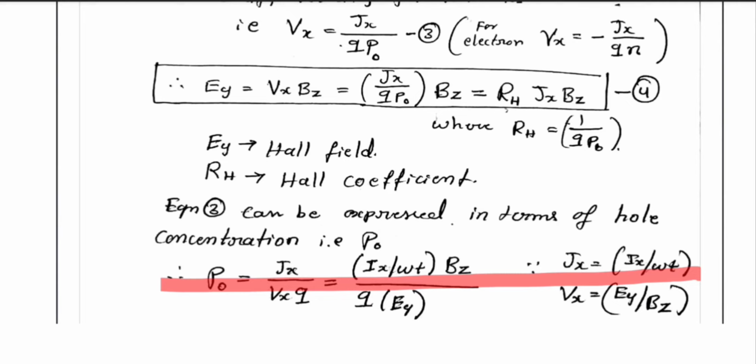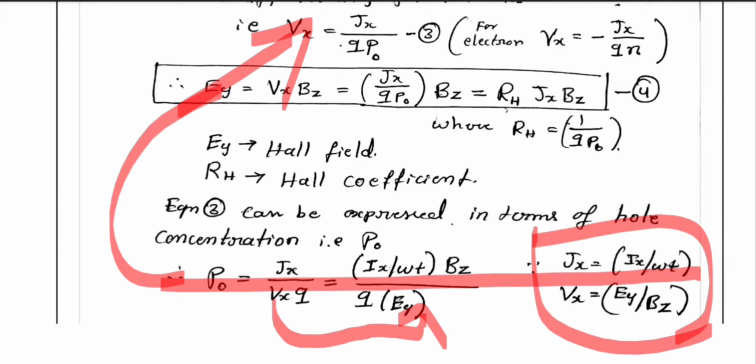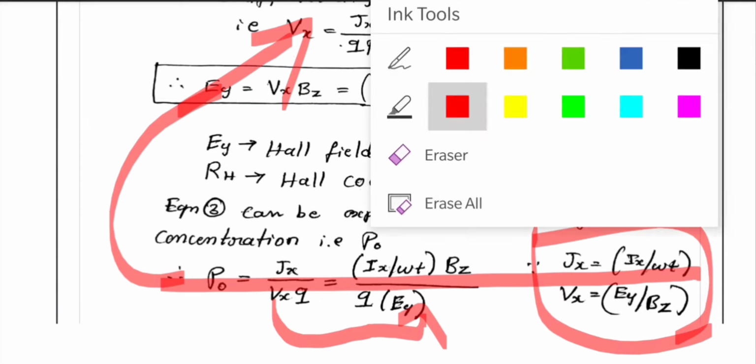So what is Jx? This is got from this equation. Jx is current density. What is current density? Current flowing divided by area. So Ix divided by W, width, into thickness T. Okay, that is current density Jx. And what is Vx? Vx is nothing but Ey by Bz. So 1 by Vx is equal to Bz by Ey and Q as it is. So that is given here on the side, so we are getting the equation like this.